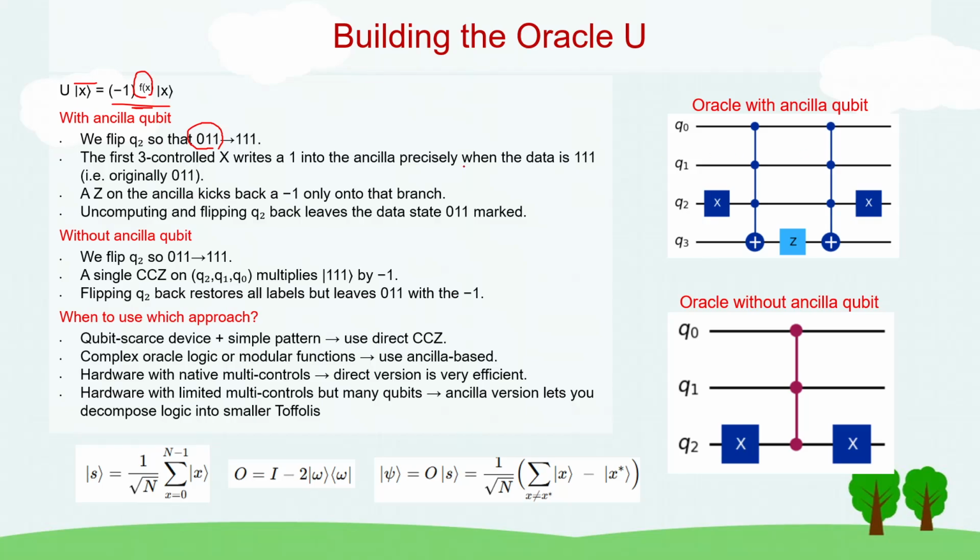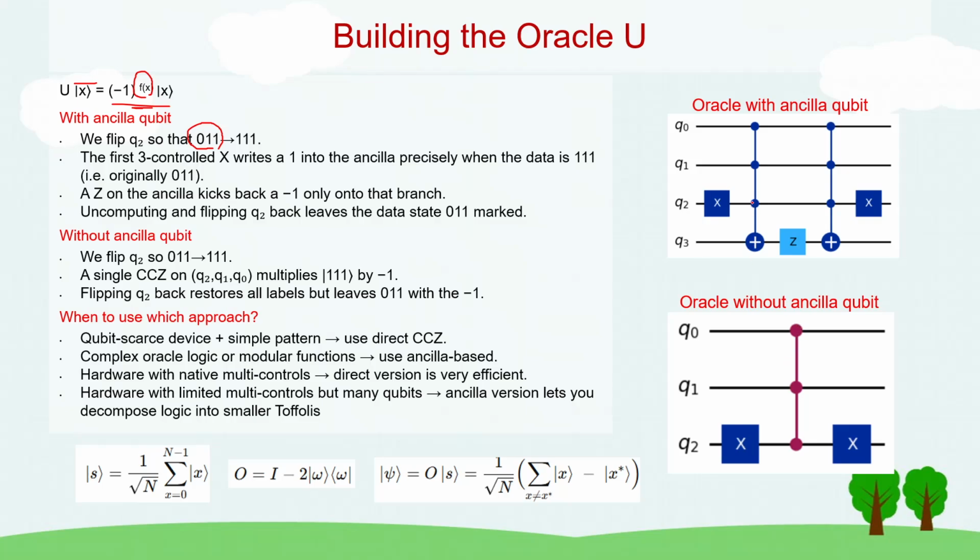This is with an ancilla bit. Sometimes I will not have sufficient spare qubits, so at that time I'll go without an ancilla bit. I do a similar exercise, but instead of Z and controlled X, I'm using a controlled Z gate.